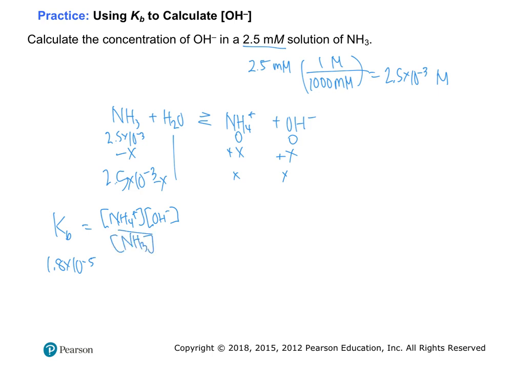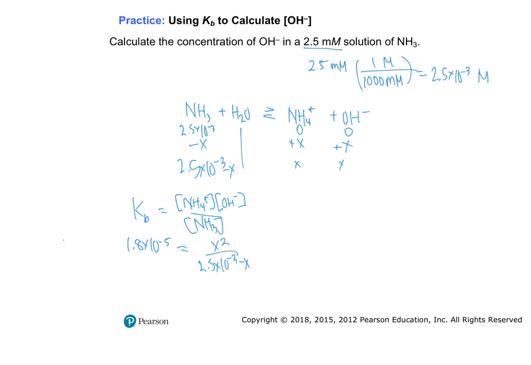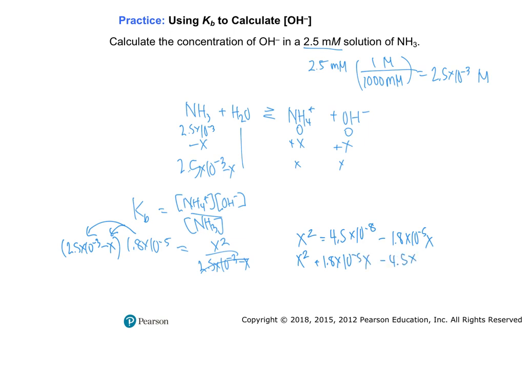So let's plug in now. I'm going to have x squared on top and then 2.5 times 10 to the negative third minus x on bottom. So I'm going to multiply both sides by 2.5 times 10 to the negative third minus x and distribute in. And the bottom will go away. So we have x squared equals 1.8 times 10 to the negative fifth times 2.5 times 10 to the negative third, which is 4.5 times 10 to the negative 8, and we'll have minus 1.8 times 10 to the negative 5 x. And so I can move those over. So I'll get x squared plus 1.8 times 10 to the negative 5 x minus 4.5 times 10 to the negative 8 equals 0. And we'll put it into our quadratic formula.